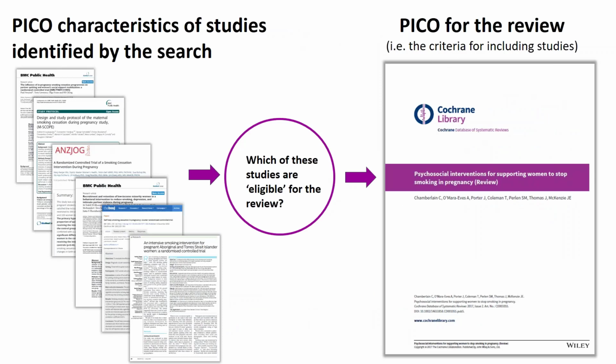It's a very useful construct. Our PICO for the review allows us to examine the PICO characteristics of the included studies identified by our search and determine which of these studies are eligible for the review. And we all throw our arms up in horror if we happen to come across a so-called systematic review that hasn't defined the PICO for their review. It really is an essential element of our reviews.